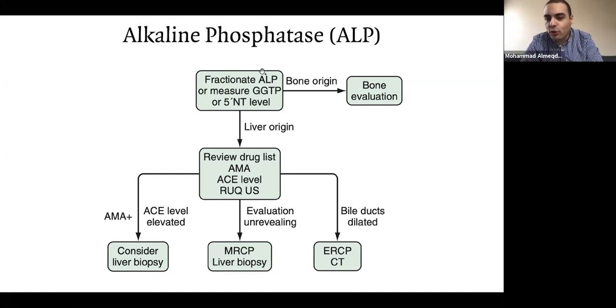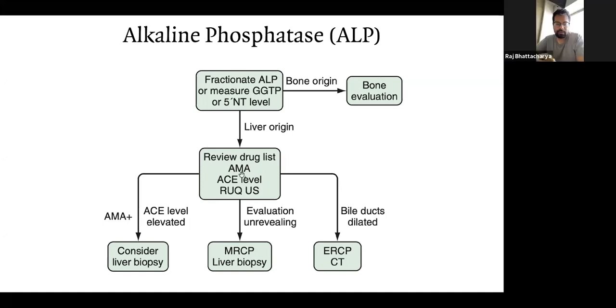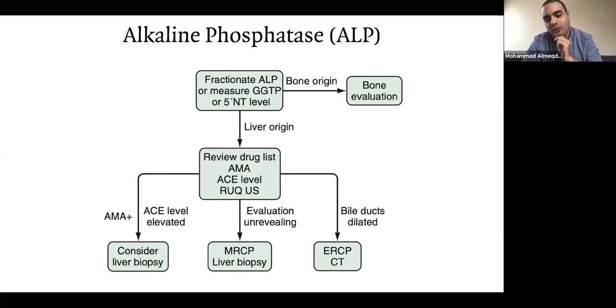So if it's a bone origin, then you look at bone evaluation. Now, if it's a liver origin, the first thing you want to do is review the medications because a lot of medications are what we call cholestatic medications and they cause an elevation in ALK phos. But also you want to send an AMA level. Why AMA? Primary biliary cirrhosis. Yep, primary biliary used to be called cirrhosis, now called cholangitis.